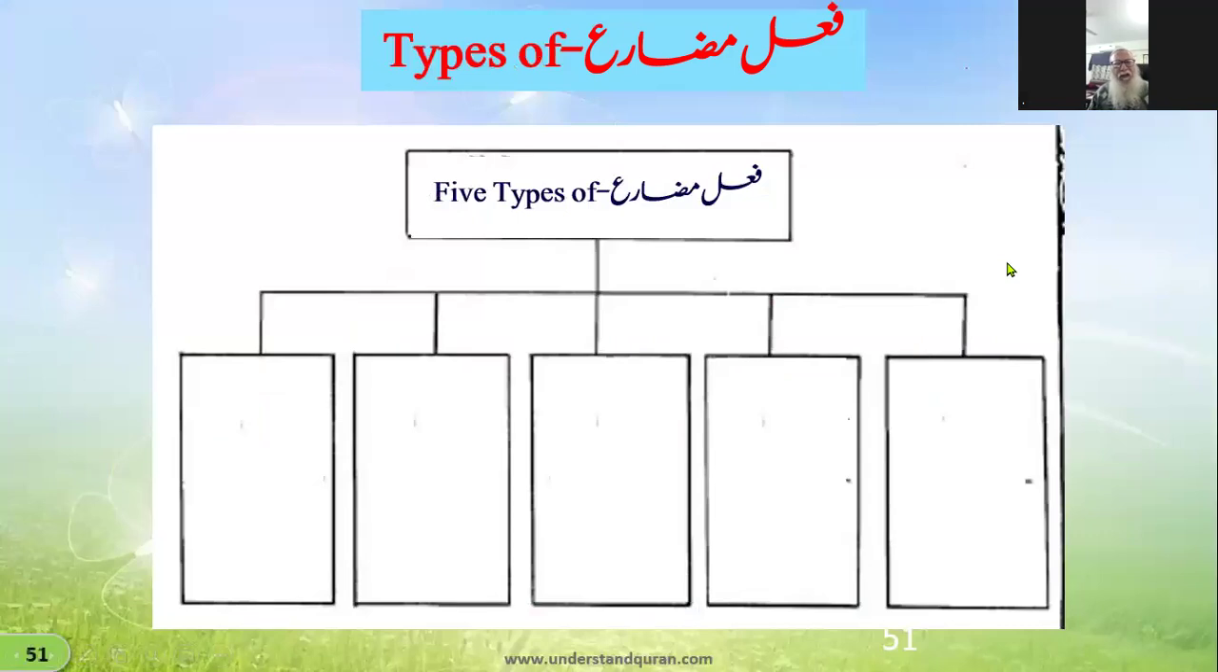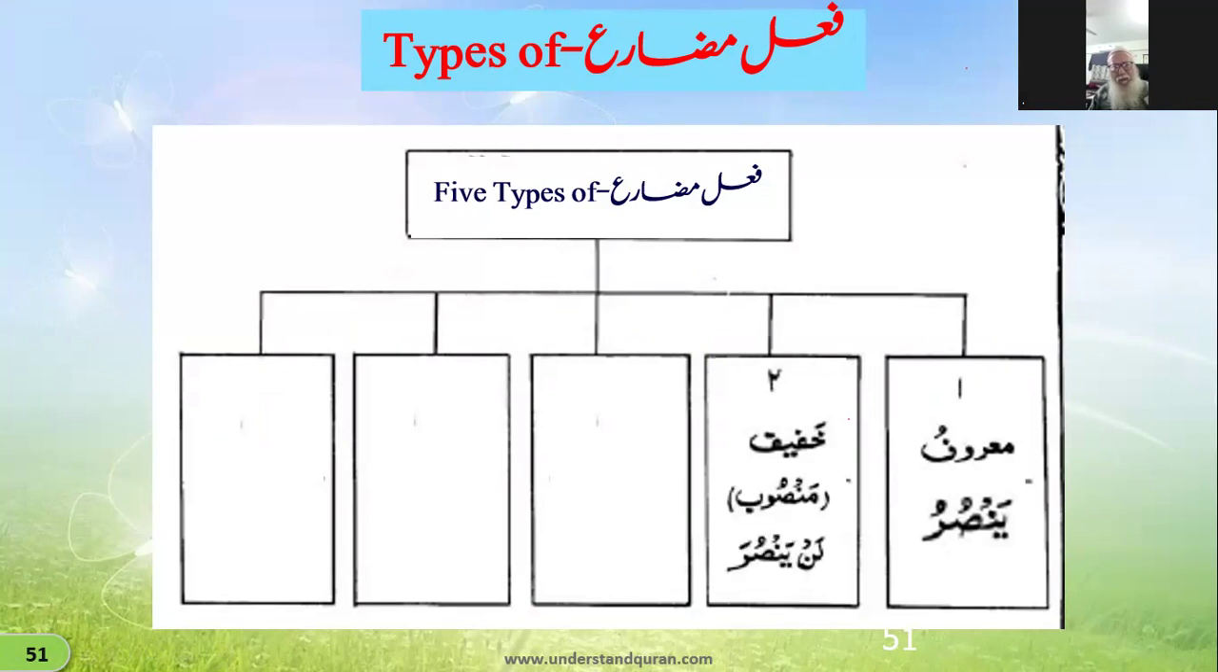So fi'l mudari actually has five types. We suggested four. Let me show you the five types. The first is maruf, when there is no change in the mudari, just like yansuru, yaf'alu, yaj'alu, no change. So it is called maruf, meaning the noun. When it changes, it becomes light. Light means, for example, the dhamma is gone, so it becomes mansub: lan yansura. Lan came, it changed the dhamma into fatha, so it becomes lighter.